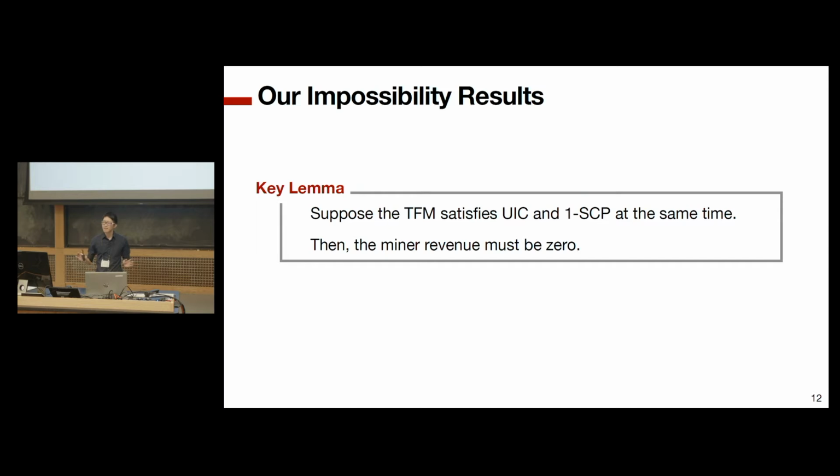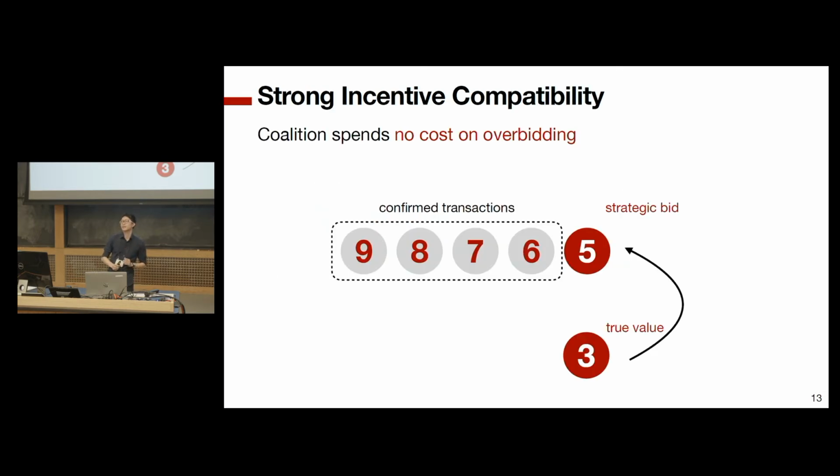Okay, so we have seen two impossibility results, but don't be so sad. In this paper, we also give a positive result. So how do we bypass the two theorems I just showed? The point is that maybe the adversary we consider is too strong. In the impossibility proof, we assume that the coalition can overbid for free. So what does that mean?